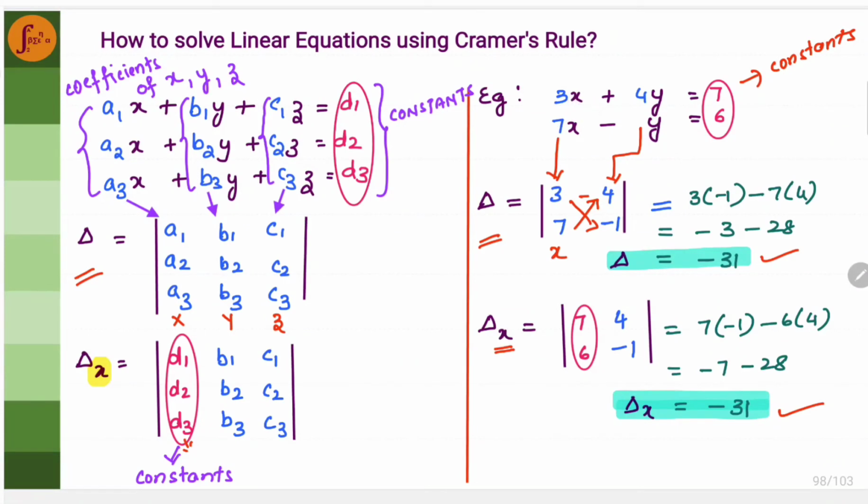So what do we get? Take any one linear equation. Let's take the first one. Instead of x, we'll put 1. 3 into 1 plus 4 into y, which was also 1. So we should get 7 as an answer. 3 plus 4 is 7. So this proves that whatever values we have got for x and y are correct.